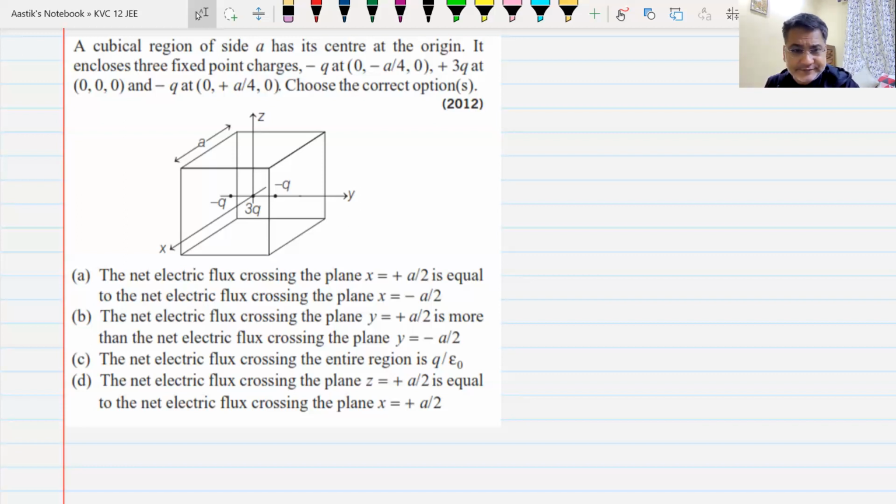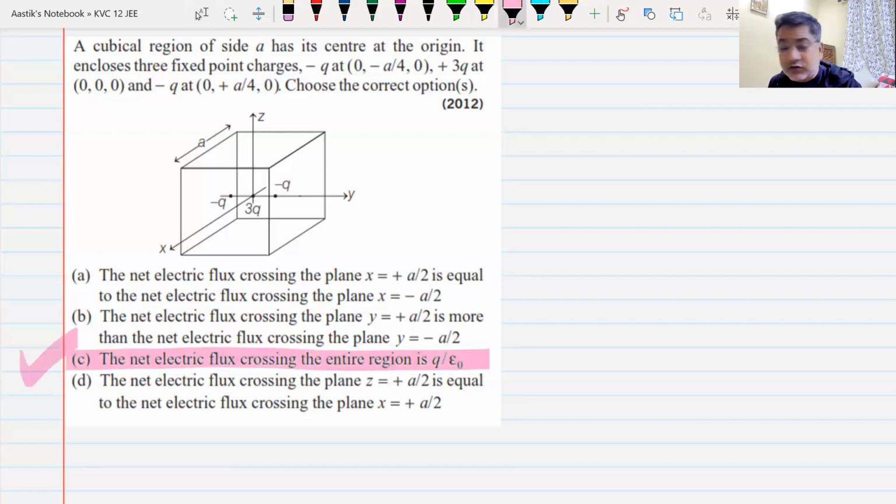How many of you got this? Great. So that means you understand it. Now let us break it down and find out which answer is there. The easiest one is to get the net flux crossing through the entire region. So it's a cube. It's a closed space. So you just have to find the total charge, and I think the total charge is Q. Q by epsilon naught. Yes, sir. The option C is definitely correct.